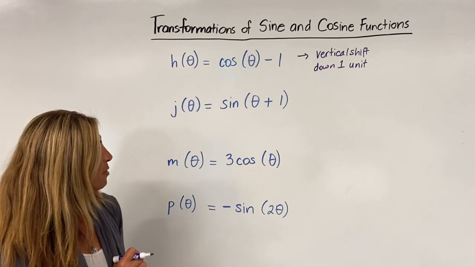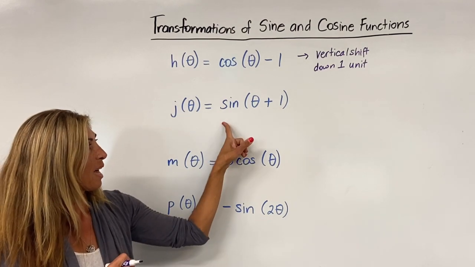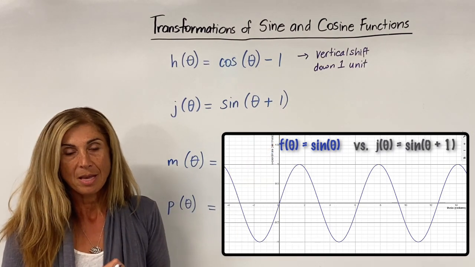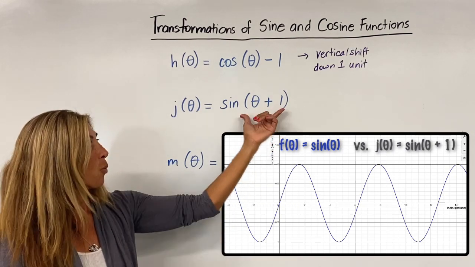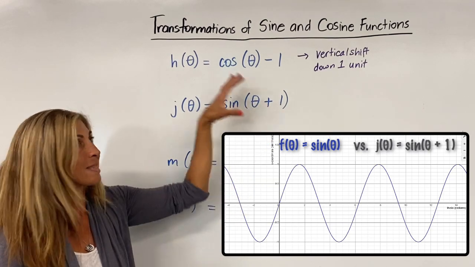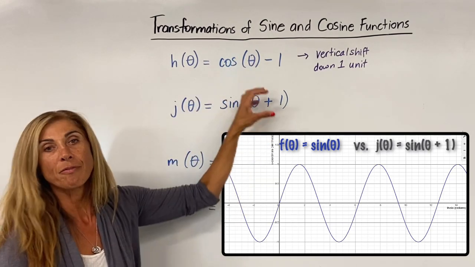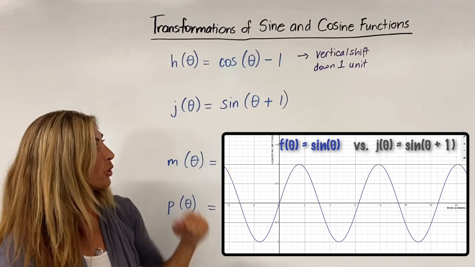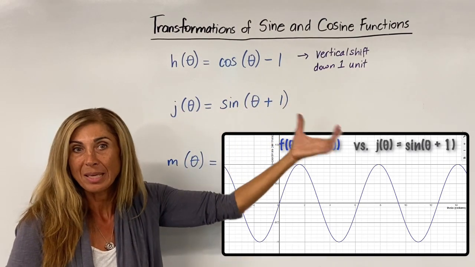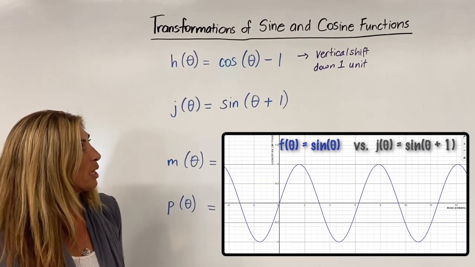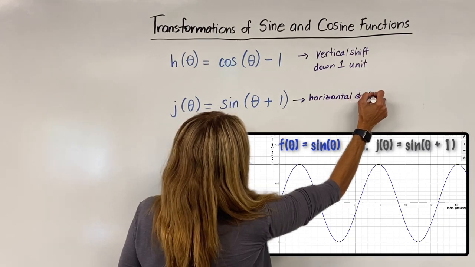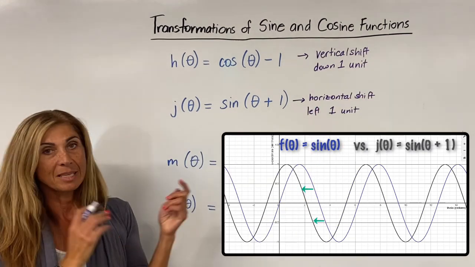Second example, j of theta. This time we have our function sine with theta plus 1 in parentheses. If you recall, anytime we add or subtract a number to the input variable and then apply a function to it, we are affecting our input values. And if you recall, it is always the opposite of what it appears is happening. Theta plus 1 actually has a horizontal shift, not right, but left 1 unit, as seen in the visual.